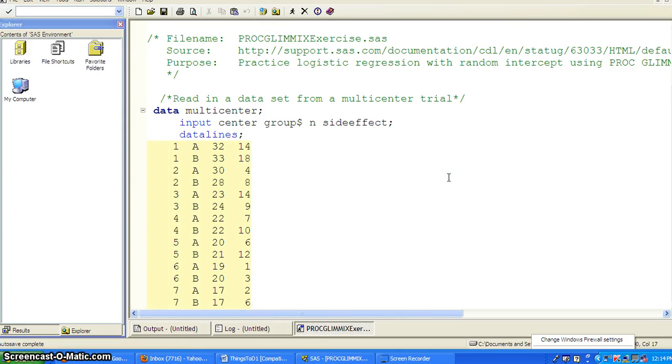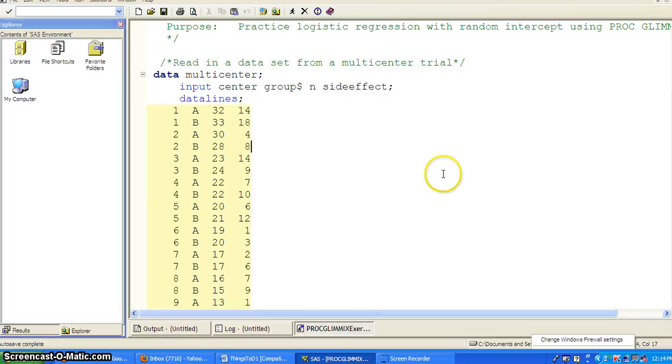Hello. Hi. This is an example of using PROC GLIMMIX for fitting a logistic regression with a random effect. So here's the data set. It's a data set from a multi-center trial.